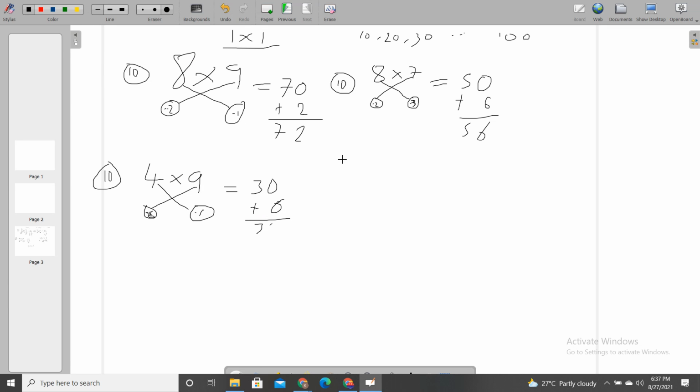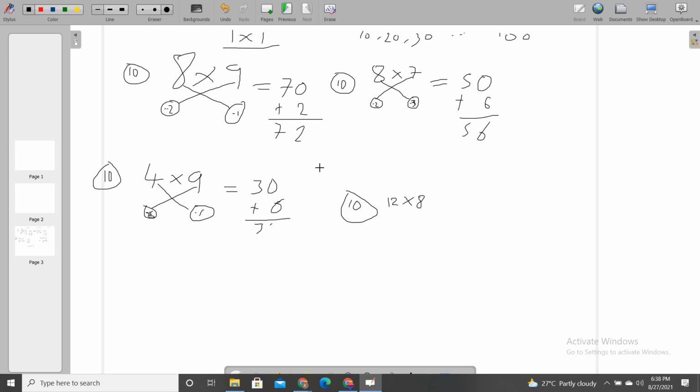Now let me give you something bigger than what we have. So now I have something like 12 times, let's say, 8. Now 12 times 8, I don't know. I want to do this. So the same thing is, I know that 12 and 8 are closer to 10, and it's always easy to work with 10. So I'll pick my reference number as 10.